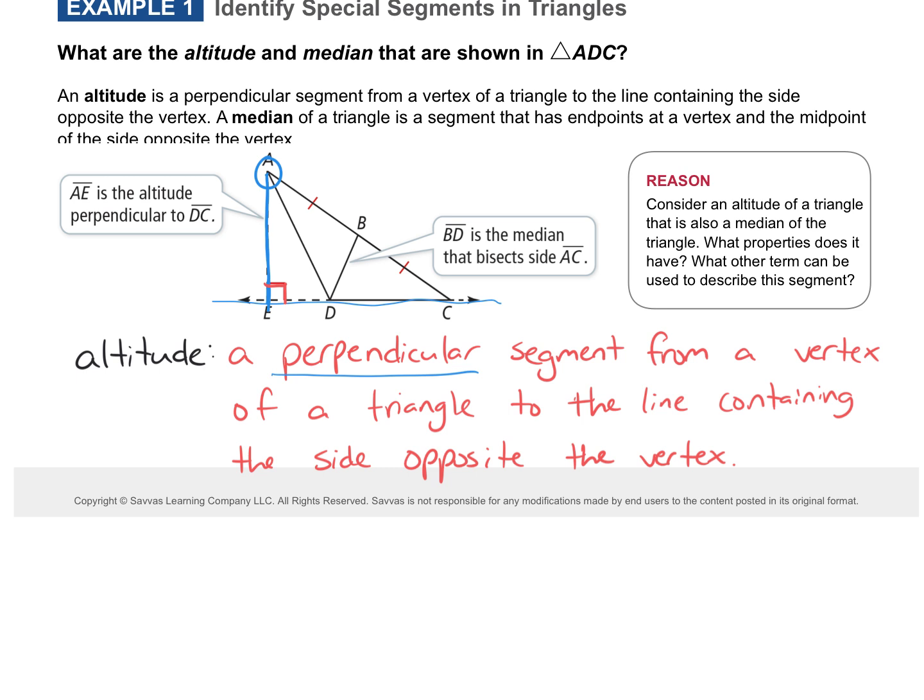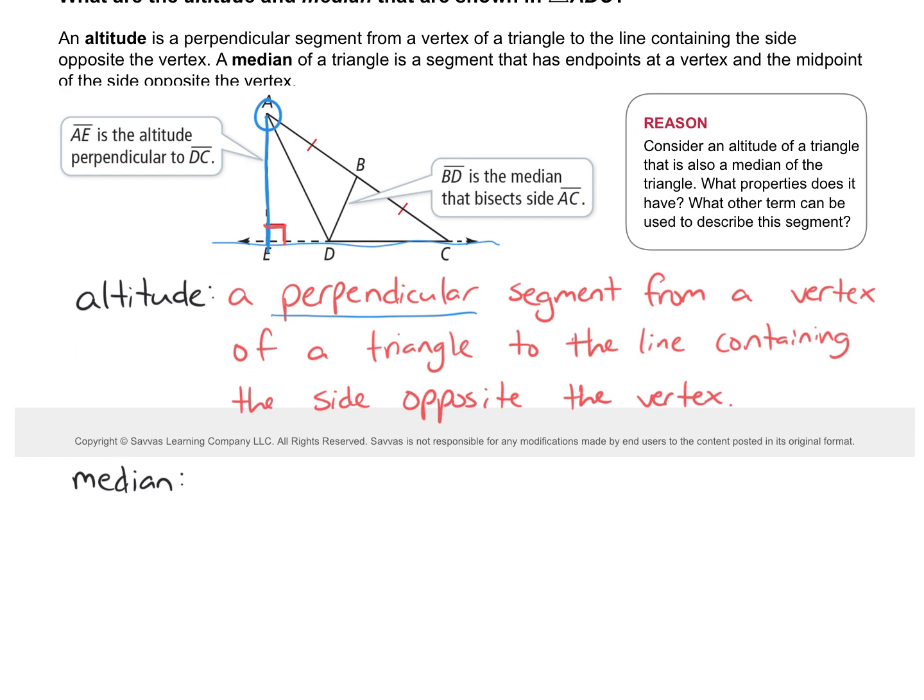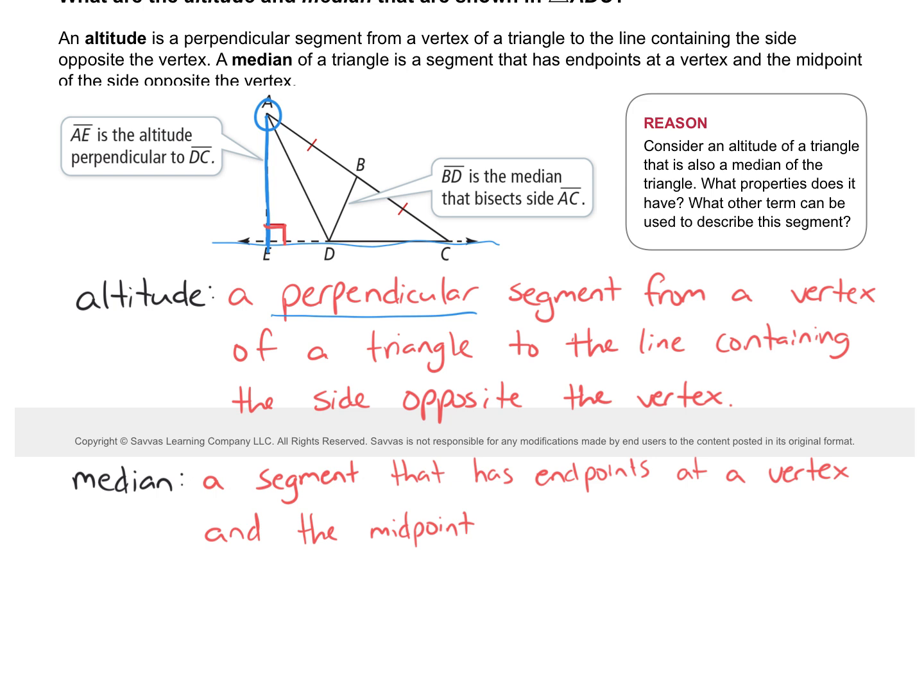Next one and last one for today is a median. What do you think of when you hear the term median? Middle, exactly. So a median of a triangle is a segment that has endpoints at a vertex and the midpoint of the side opposite the vertex.